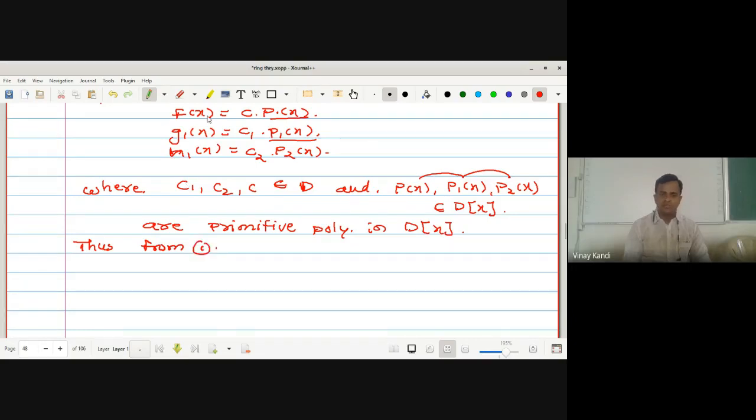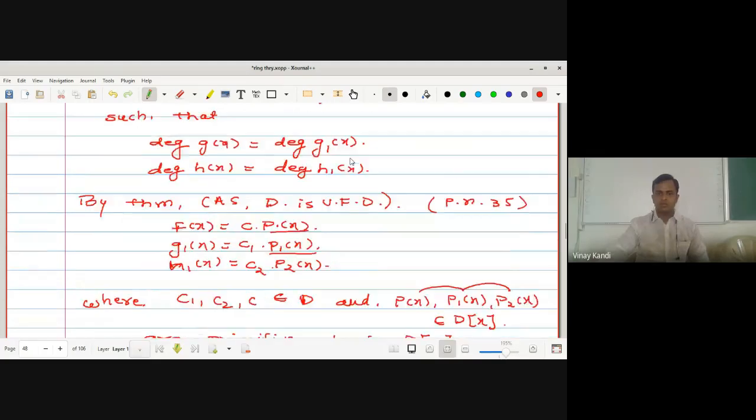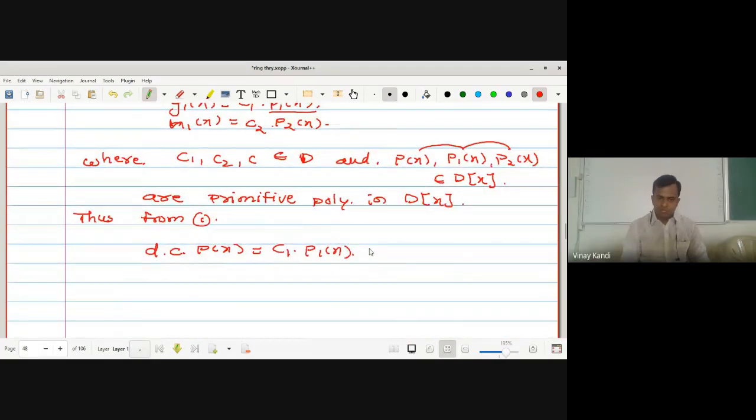Putting the values of f, g1 and h1, we get d into c into p of x, which is equal to, what is the value of g1? c1 into p1 of x. What is the value of h1? c2 into p2 of x, which is equation number 2. Now this is primitive, this is primitive.